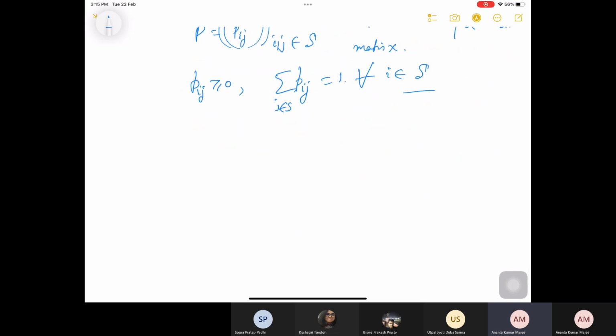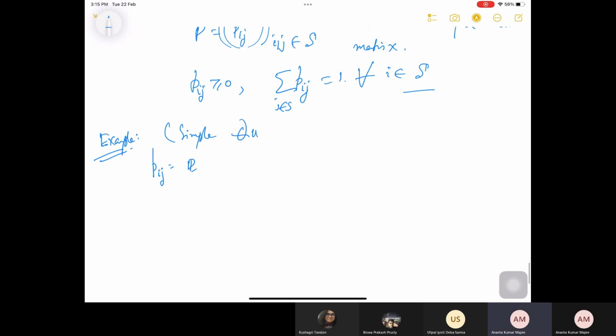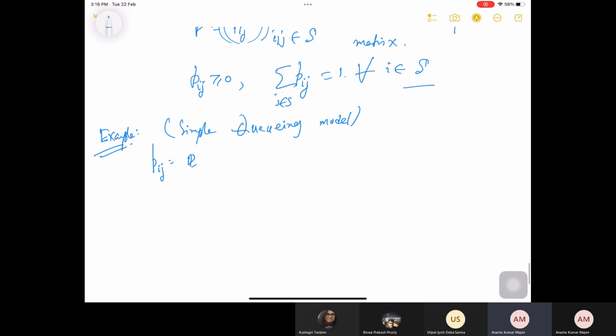We have seen this simple queuing model, and now try to find out the transition probability matrix P. So what is your P_ij? Example, for the simple queuing model, we have already written down that part. So now P_ij, what is that? This is a one-step transition matrix. The state with X_n equal to i, we want to know in n plus one step, it should be j.